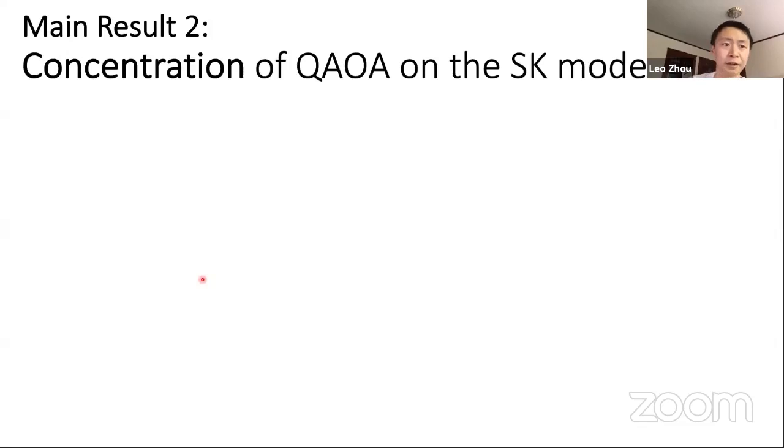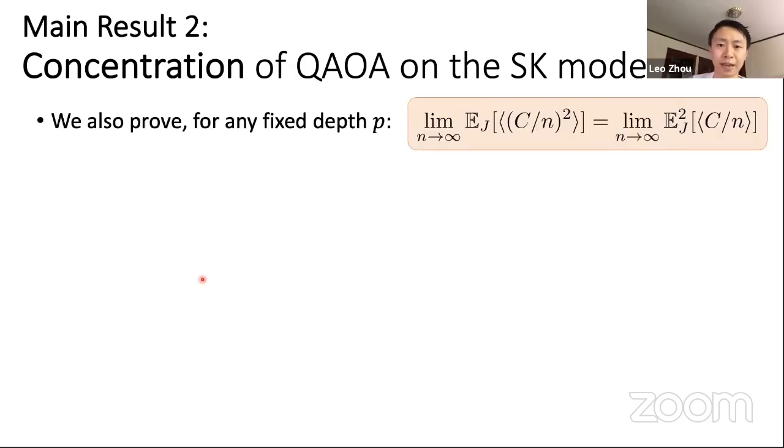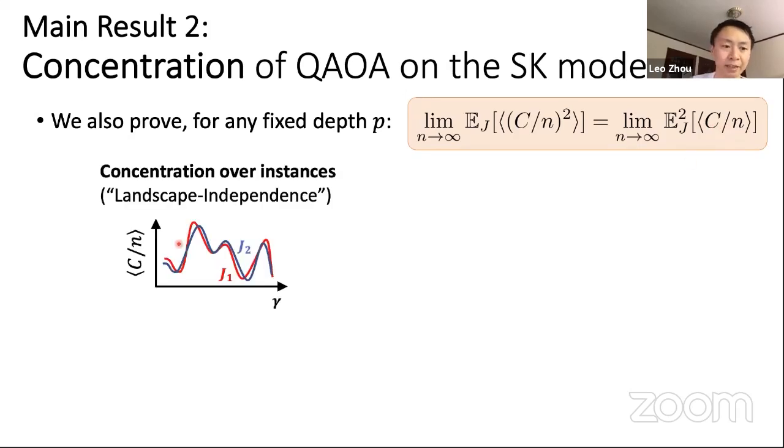Now, a second result that we were able to show is that there's also a concentration of the QAOA on the SK model, even though the degree of the graph is bounded. What this means is that if you look at the expectation value of the function squared, that's equal to the square of the expectation value. And this implies, and the first fact is, concentration over instances. This is what I referred to earlier as landscape independence. What that means is that if you look at two different instances of the SK model, the QAOA objective function landscape will look essentially the same.